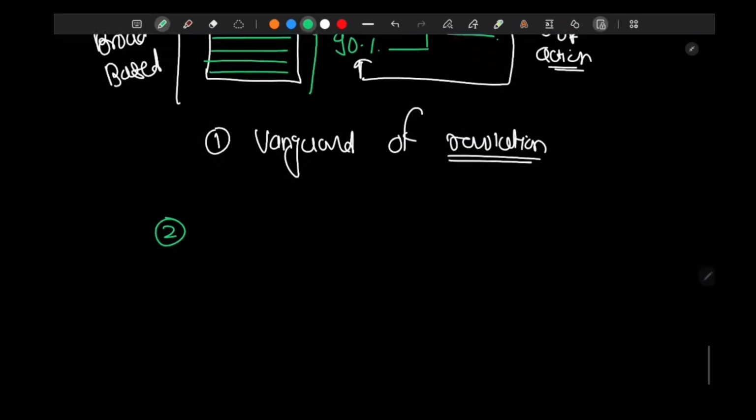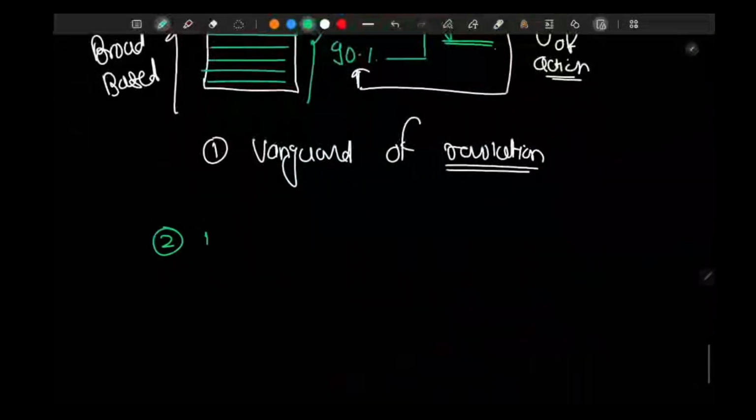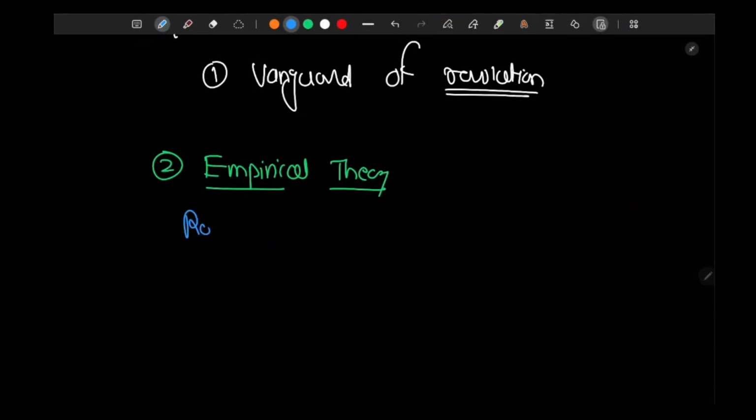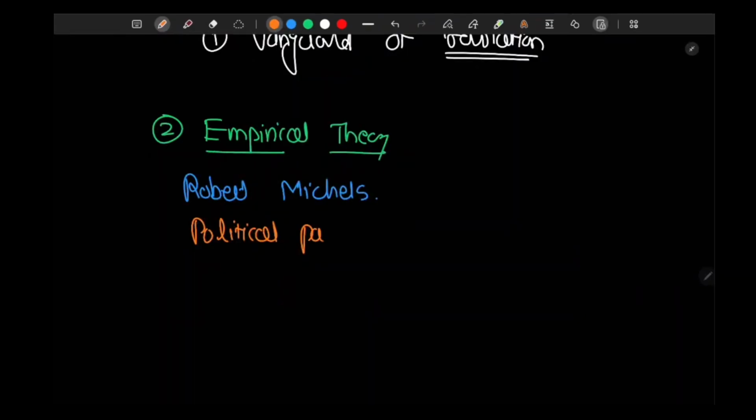The second broad tradition with respect to theory of political party is empirical theory. We have studied one normative theory, which is Lenin's theory of democracy. Now we'll start with empirical theory. The first empirical theory we have to study is Robert Michels' book Political Parties. In his book Political Parties, he has given his iron law of oligarchy.